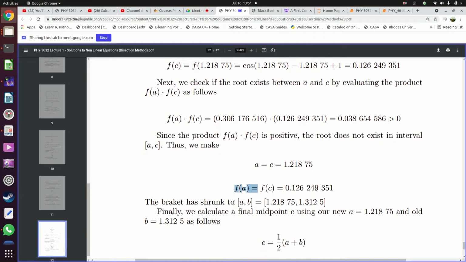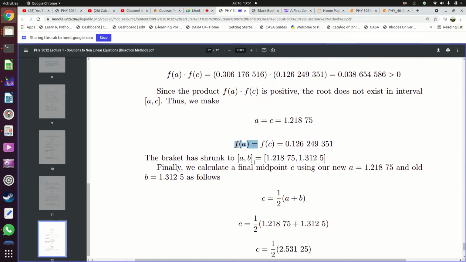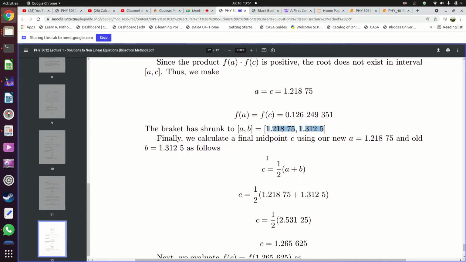So in that case, we end up with a midpoint, we end up with a bracket AB, which is equal to 1.21875 and 1.3125. Right now where we are, as you can see, I think the bracket is sufficiently small. So now that you've got a bracket which is sufficiently small, we work out a final midpoint between these A and B. So we use our A, which is 1.21875, and our B, which is equal to 1.3125.